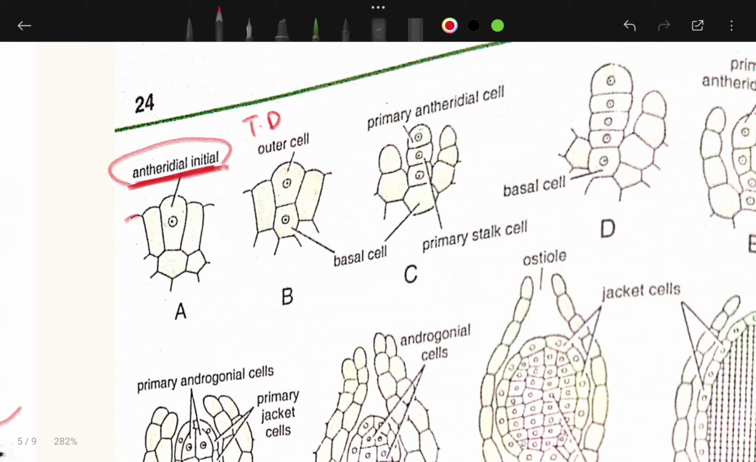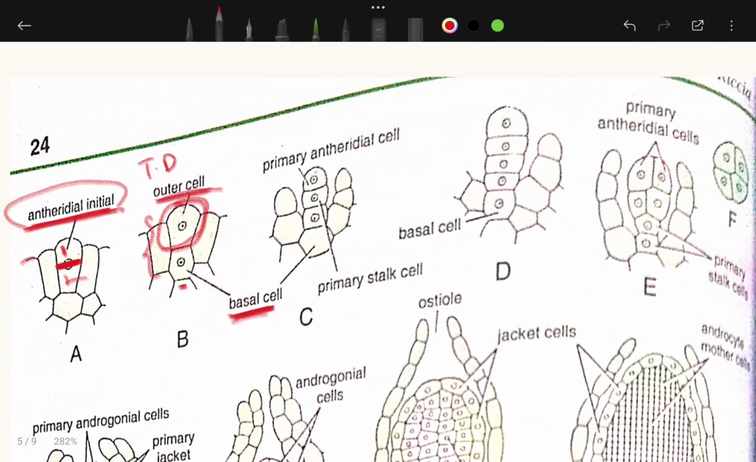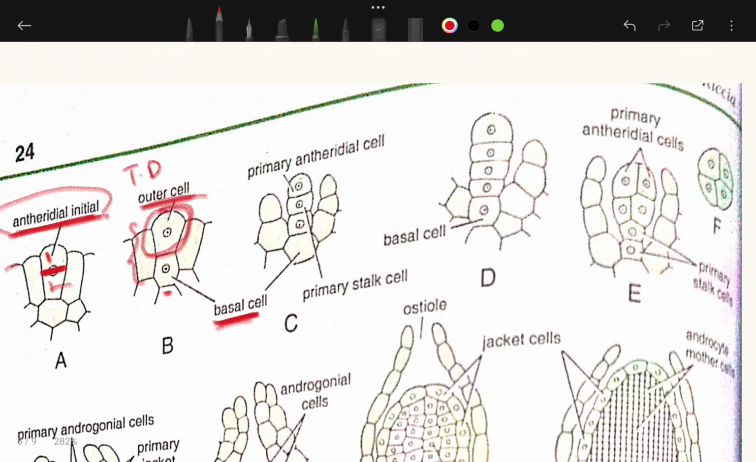And after it undergoes transverse division, it will give rise to two types of cells. The upper cell will be known as the outer cell, and then the lower cell will be known as the basal cell. Okay, so two cells will be produced, outer cell and then basal cell. Now on this outer cell, two successive divisions will again take place, and this will give rise to four cells.